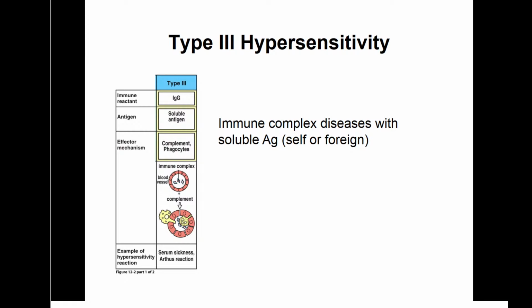So the next type is type 3, or immune complex disease with soluble antigens. Compared with the first two types of reaction, the immune complex of allergen, antibody and complement is not fixed on particular cells but circulates in the blood and causes phenomena like serum sickness, Arthus reaction.